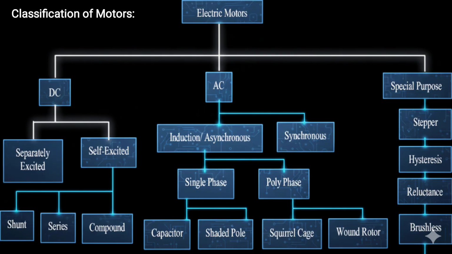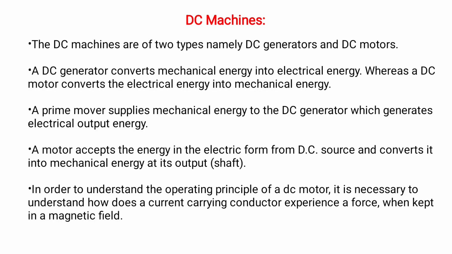In the induction or asynchronous motor we have a single phase and a polyphase induction motor. In single phase we have the capacitor single phase induction motor, and the shaded pole single phase induction motor. In polyphase we have squirrel cage and wound rotor, also called slip ring induction motor. And in special purpose we have the stepper motor, hysteresis motor, reluctance motor, and the brushless motor. We will study the DC machine now.